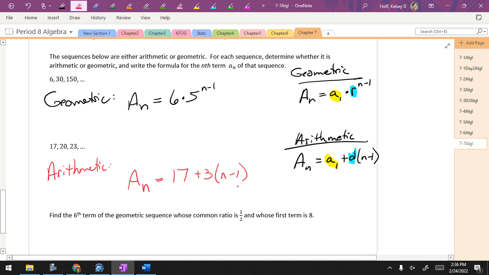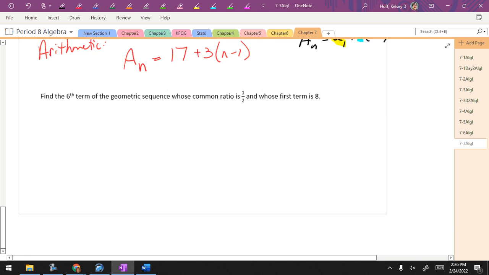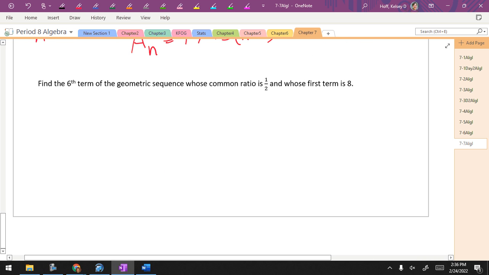Okay? All right. Last one, and then I'm going to turn you loose. Find the sixth term of the geometric sequence whose common ratio is a half and whose first term is 8. Do not sit and write this sequence out. Use the formula. A of n equals a of 1 times r to the n minus 1. What's my first term? 8. What's my common ratio? 1/2.